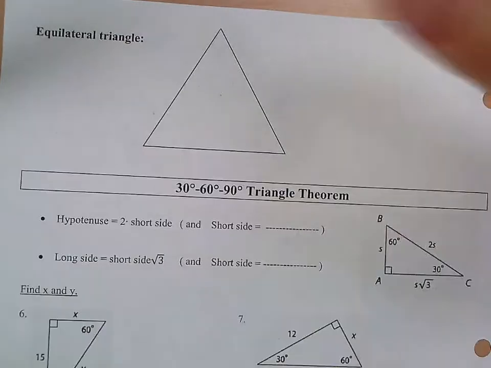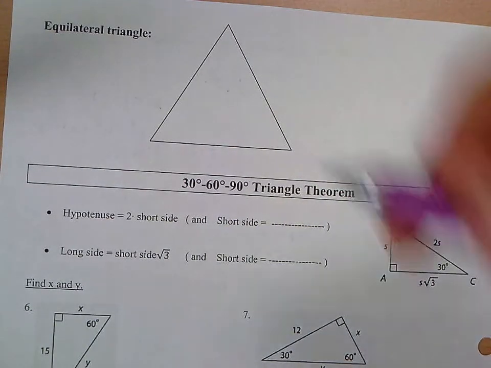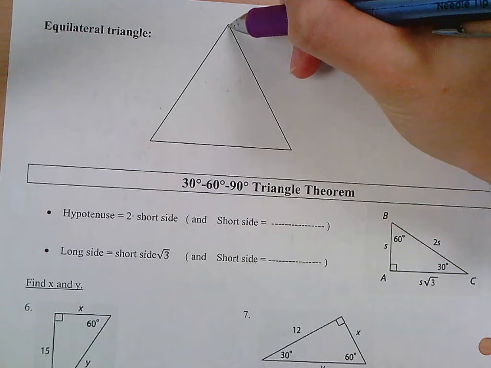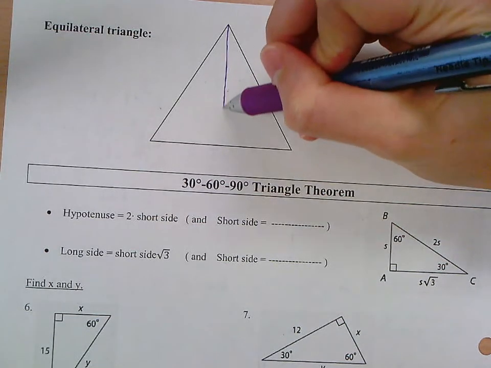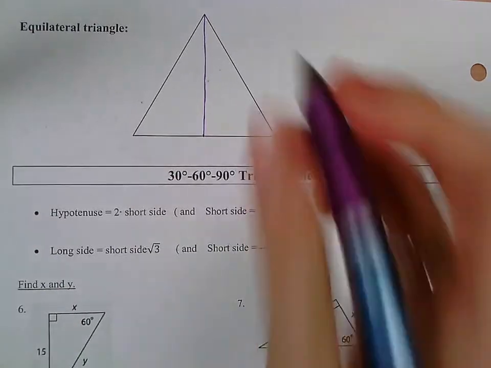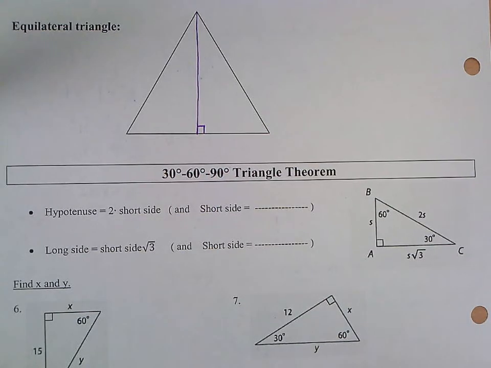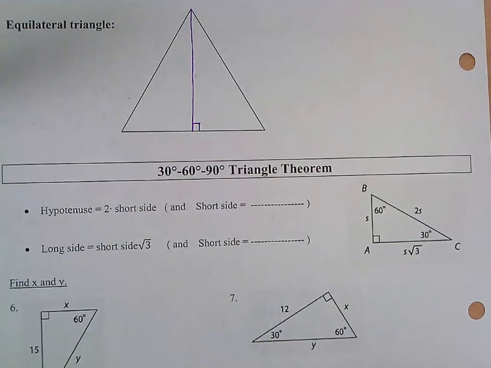So, how I'm going to do this, I'm going to draw in the altitude, which is the height. And that means I'm dropping it down. An altitude or a height is always perpendicular to the base. So as you can see, if I draw in the altitude, I'm again creating two 90-degree or two right triangles. I'm only going to label one.